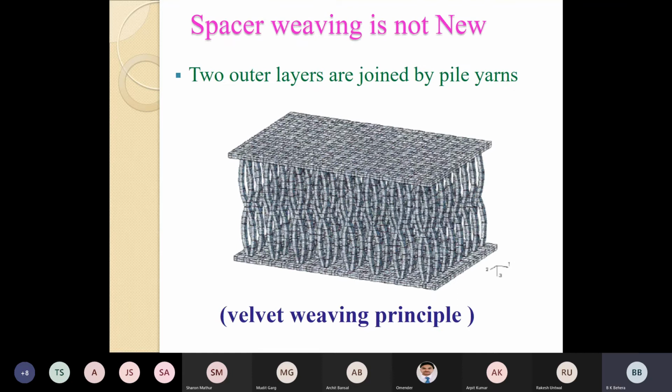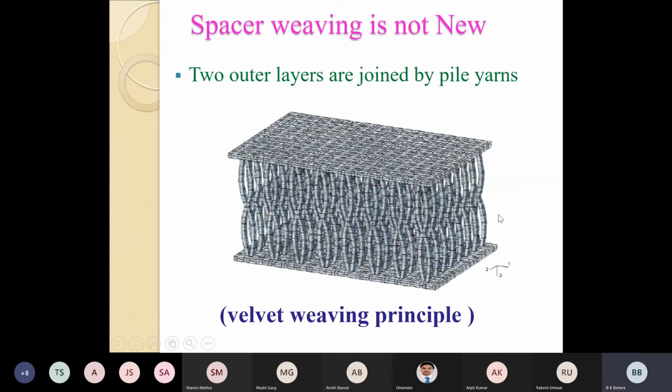Coming to 3D weaving. You must have come across this in fabric manufacturing too, velvet weaving. The principle shows velvet weaving. This is top layer weaving, bottom layer weaving. These are connecting threads, connecting the top layer and bottom layer. So this yarn comes from one separate beam, this is coming from another beam, this is coming from another beam. It's called the velvet weaving principle.